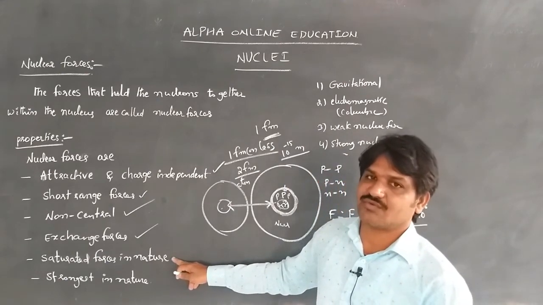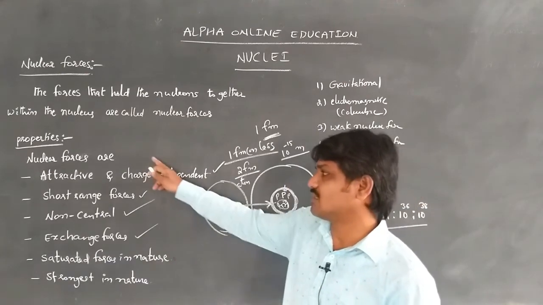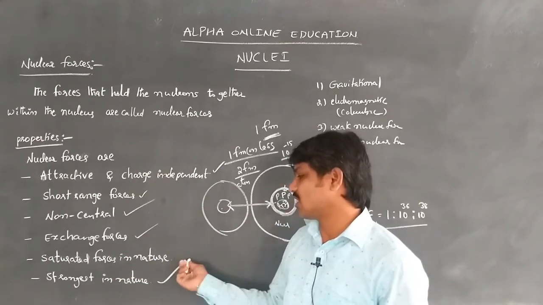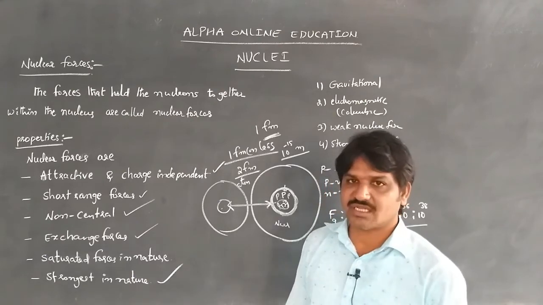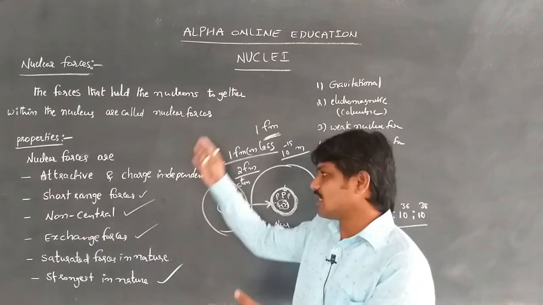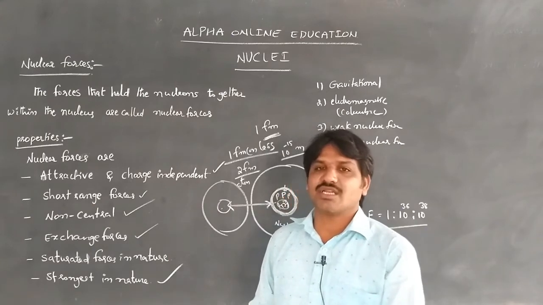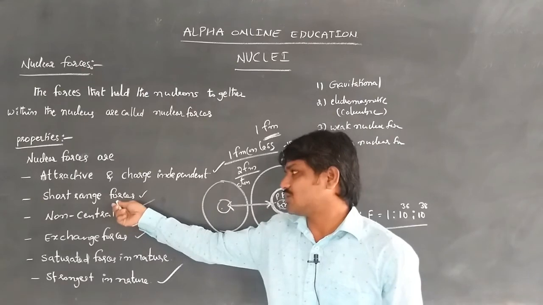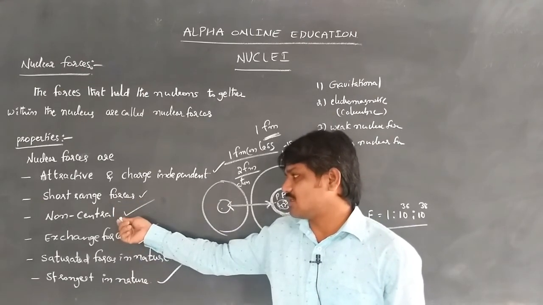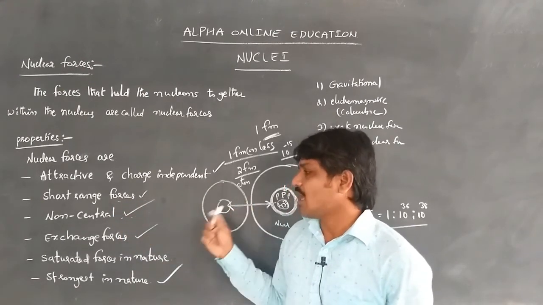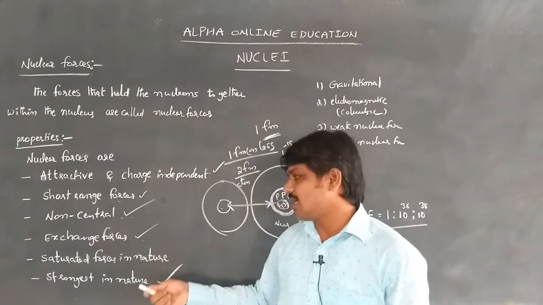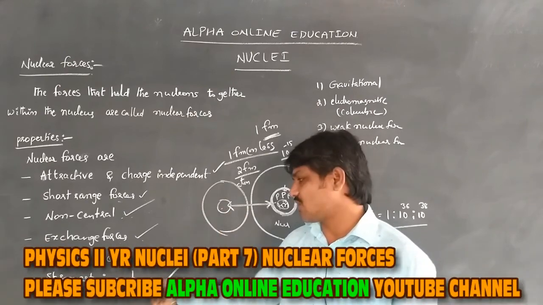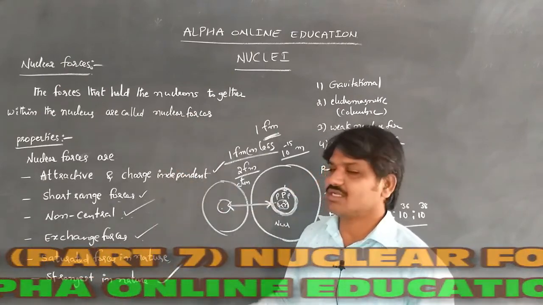We know that the strongest force in nature is the nuclear force. So we can say that nuclear forces are saturated forces in nature and the strongest forces in nature. These are the properties of a nuclear force. One is attractive and charge independent. The next is short range forces, and the next is non-central forces. Nuclear forces are exchange forces, saturated forces in nature, and strongest in nature. These are the properties of nuclear forces.